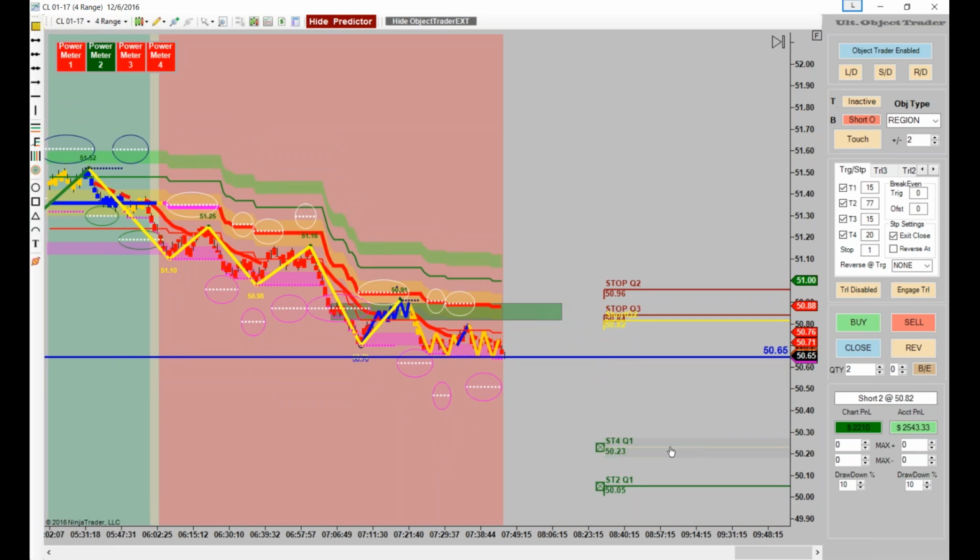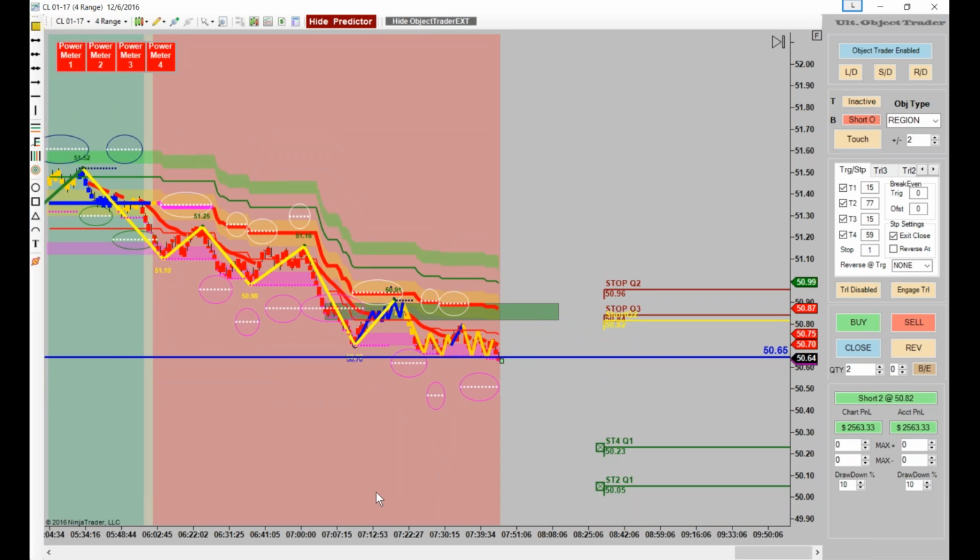Let's just get this out of the way for now. We've only got 2 on, so that's fine. Everybody see that? How can you tell they're getting ready to break? Well, just the price action itself. See, you're getting lower highs and lower lows.